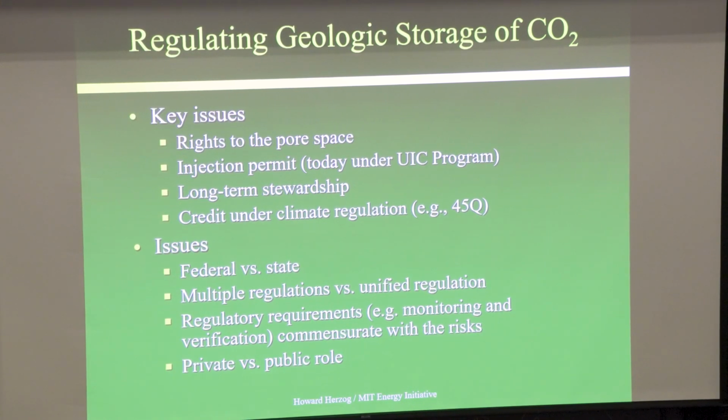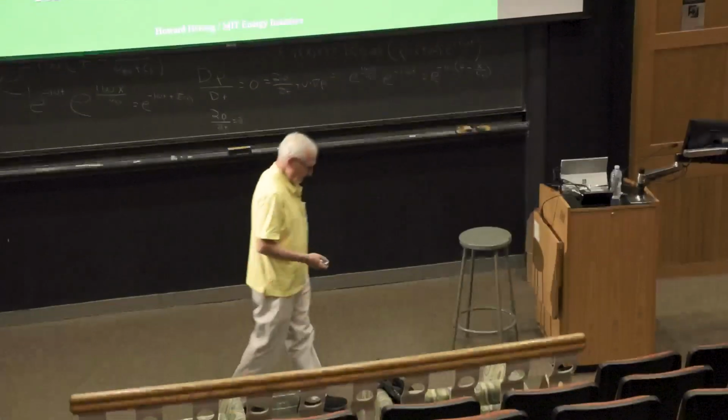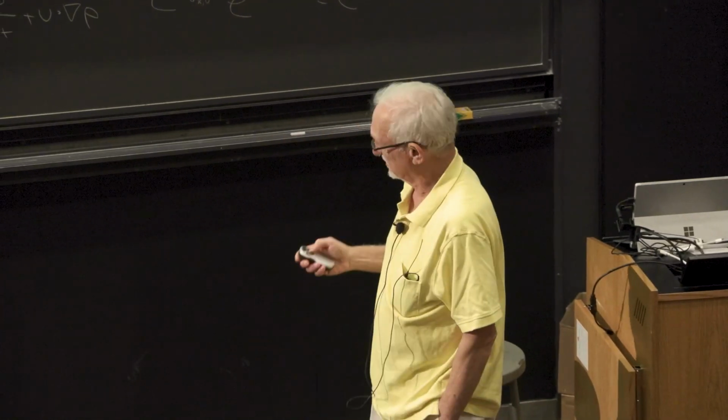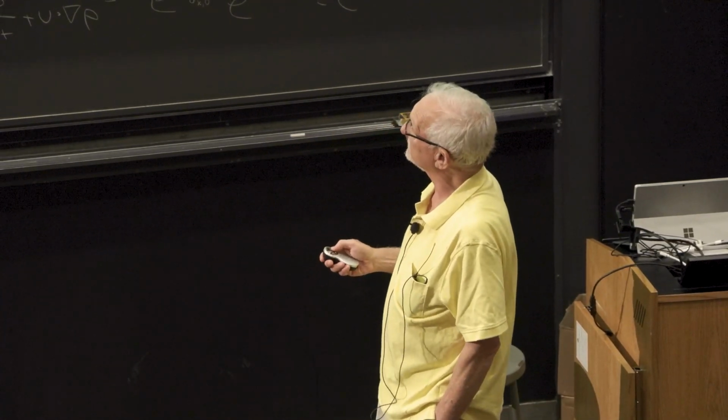I think the 50-year period is too much. So I think they're still trying to figure out what's the right waiting period and what's the right amount of monitoring and verification you need to do. And as I mentioned, the public versus the private role. Can we do all this through the private sector, or does the government have to be involved in taking some of the risk off of the companies? So those are some of the issues that this faces.